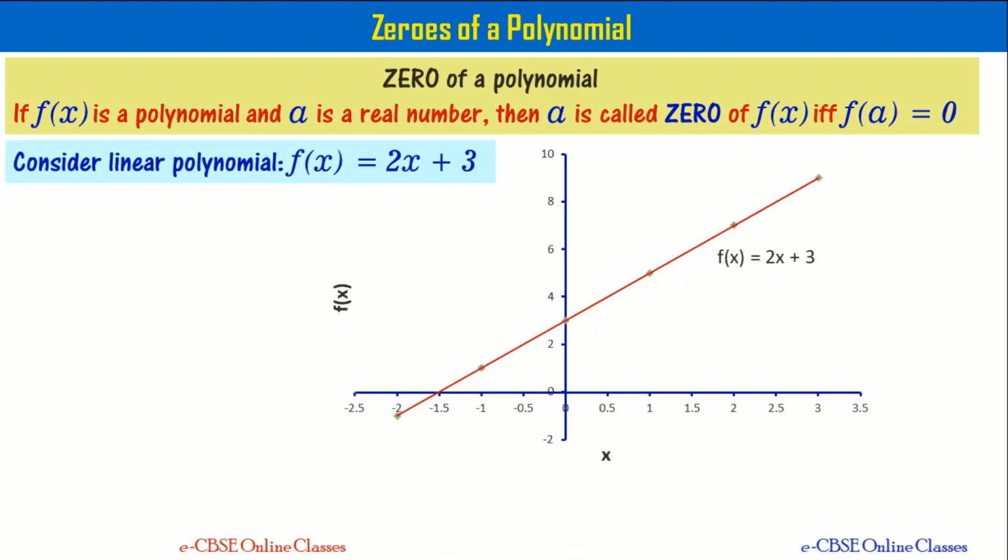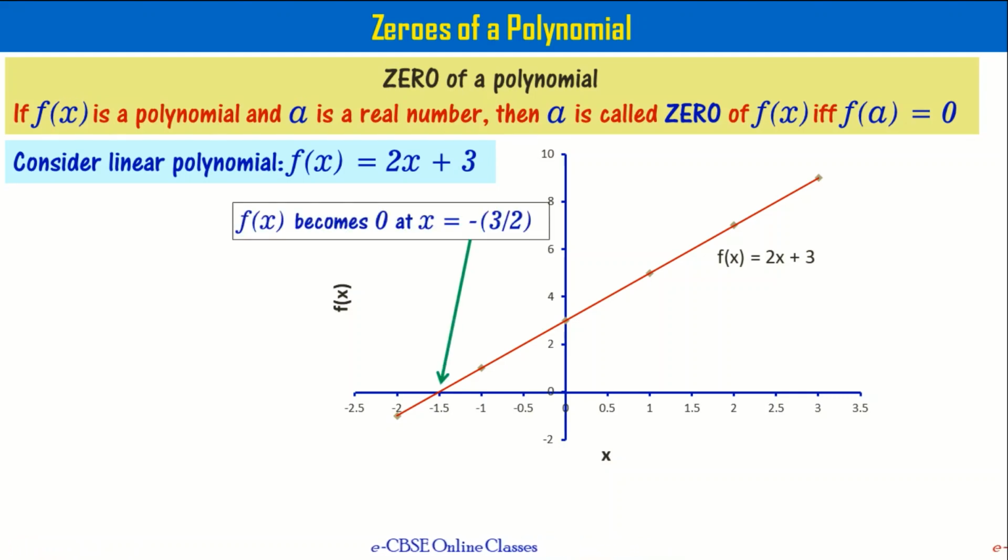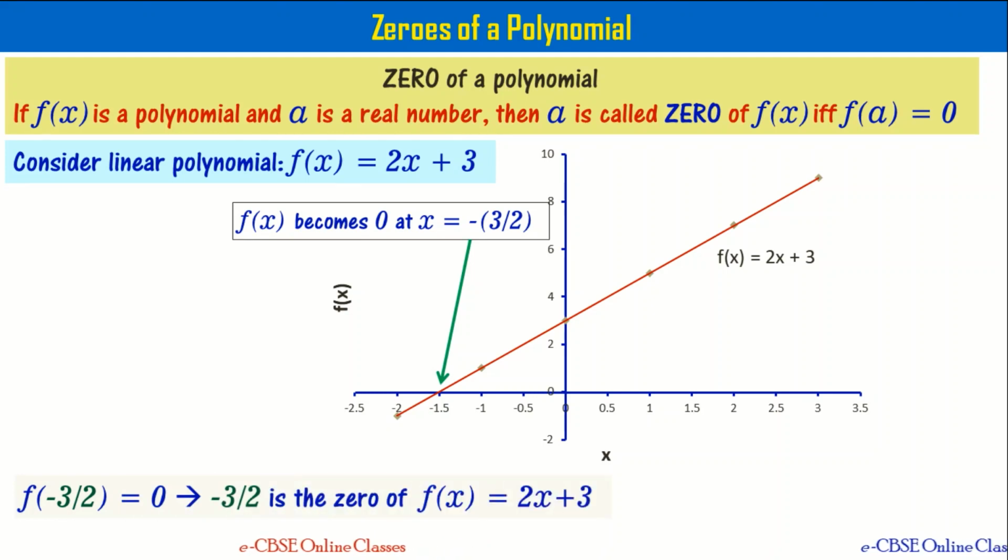For example, consider a linear polynomial, f of x equals 2x plus 3. When you plot it, from the figure you see that at x equals minus 3 by 2, f of x becomes 0. It means that when you substitute x equals minus 3 by 2 into the equation, you get the value of f of x as 0. It means f of minus 3 by 2 equals 0. That's why we say minus 3 by 2 is a zero of f of x equals 2x plus 3.